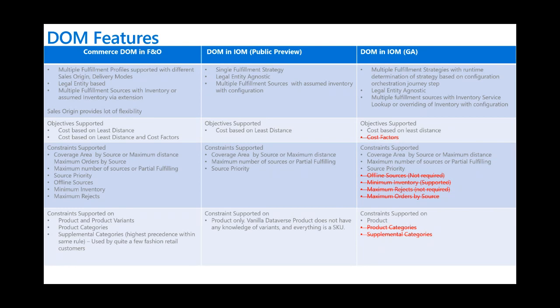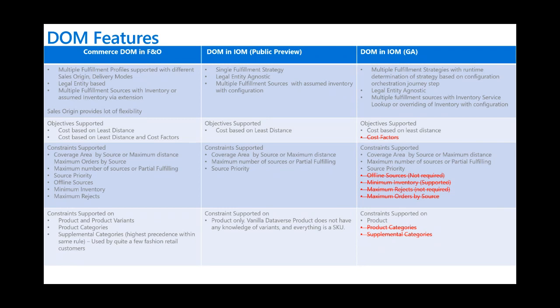A few of the other constraints or rules that are not available are offline sources, which is not really required because we define which sources to look at in the profile level. Similarly, we're going to work on adding the minimum inventory as a constraint. We also see no need for having the maximum rejections at this point of time. We will definitely add the maximum orders by source at a later date. But this is a brief overview of how DOM is available.